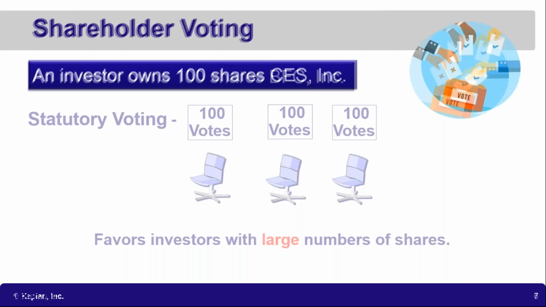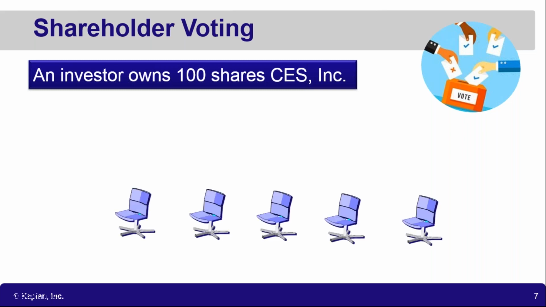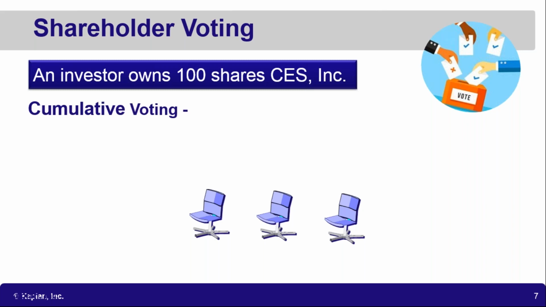But then we might have another company here. The company, we'll call this one CES Incorporated. We have an investor that owns 100 shares in this company, but this company also has the 5 board members for the board of directors. We do have 3 seats that are open here on the board of directors that you'll be voting for, but this company uses the cumulative voting method.